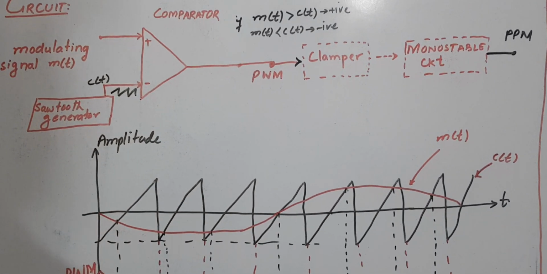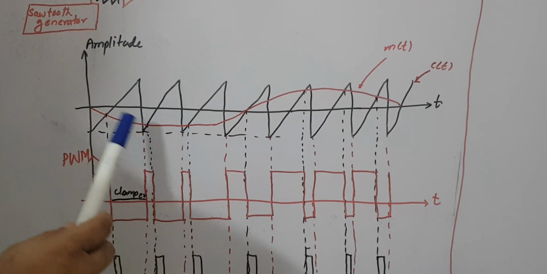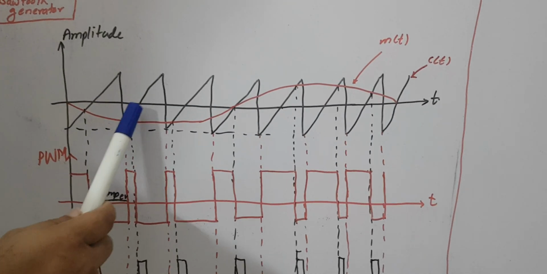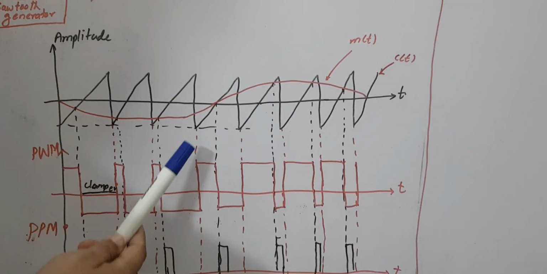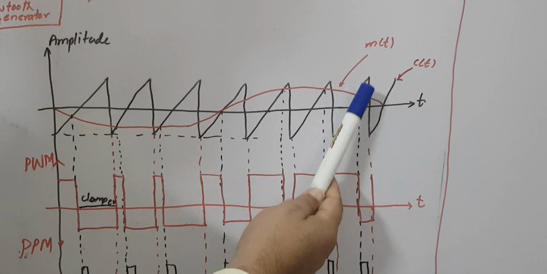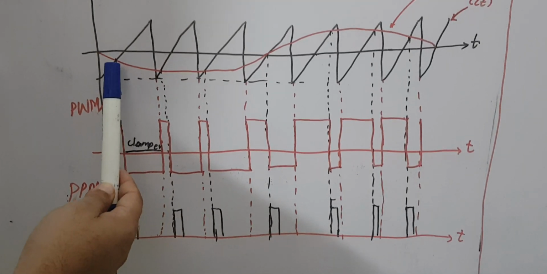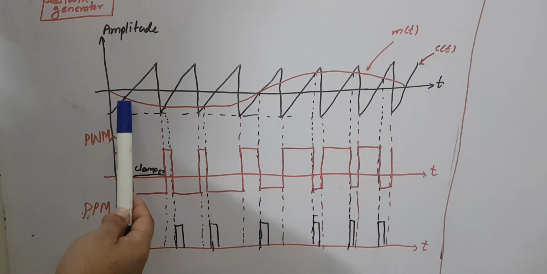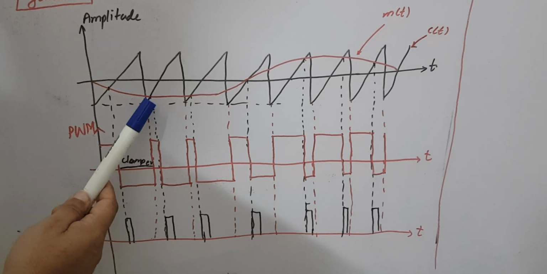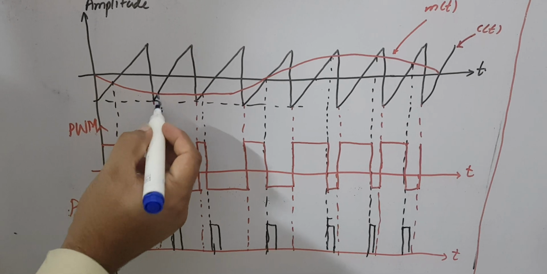Let's see a graph of that circuit. Suppose this black color is the sawtooth waveform, c(t), and this red color is the modulating signal, m(t). Then I am drawing the trajectory: when the red cuts the black at a point, the trajectory is there, and then from this point the trajectory is there. Wherever the red cuts the black, I am drawing the trajectory there.